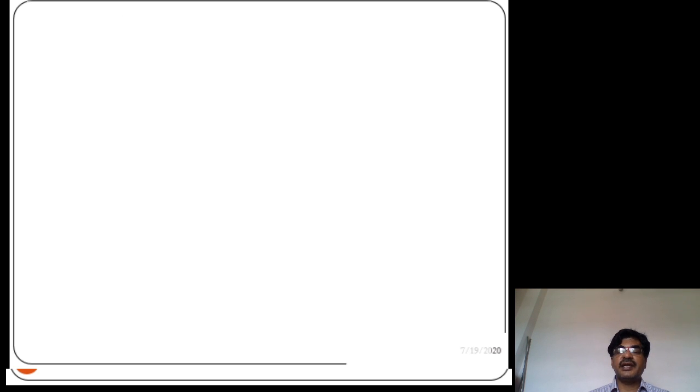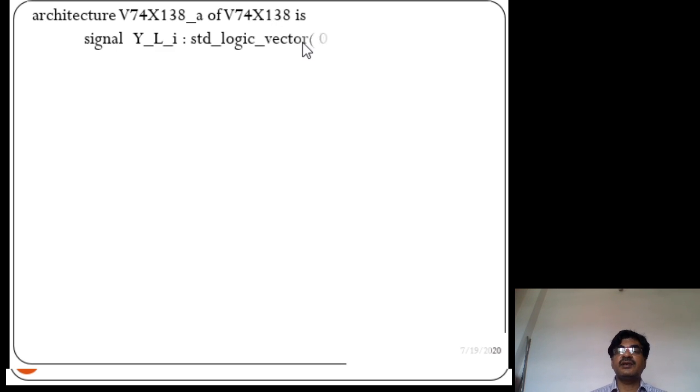Then let us see how to write the architecture body. The architecture body starts with the word architecture. I am using the same name for the architecture, but with the extension underscore A. That means architecture for the 74138, where the name of the entity is given. Next, internal signal declaration I declared here. Internal signal means signal declaration. How can you declare a signal object? With the word signal, the name, that is YLI, colon, data type is standard logic vector. It is also of size 8 locations.